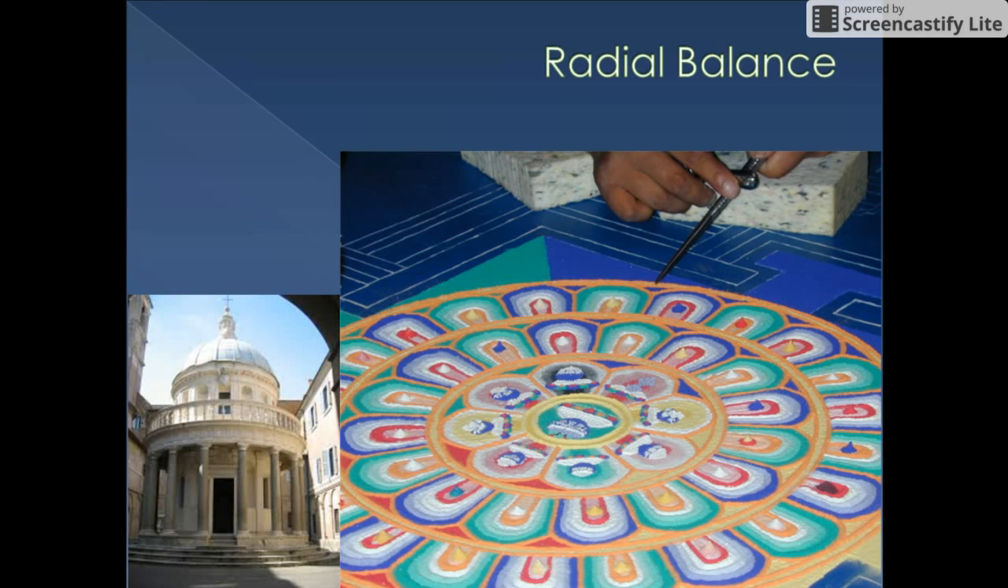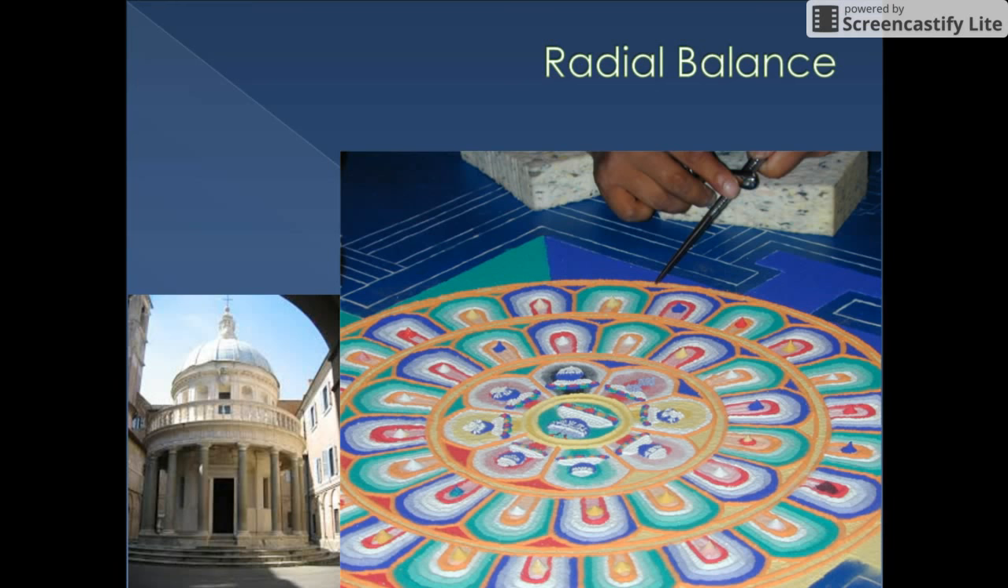Radial balance deals with circular balance in the sense of something radiating out from a central point. So again, whether you see it in architecture like Bramante's Tempietto, which is on the left, or a Tibetan mandala, you'll notice how this balance radiates out from a circular central point. If you think about what tires are called, right, they're called radial tires, right, because they're circular. So there's a radial balance.